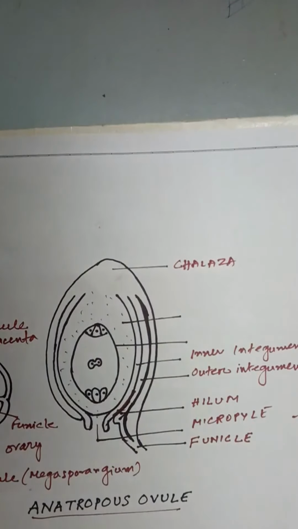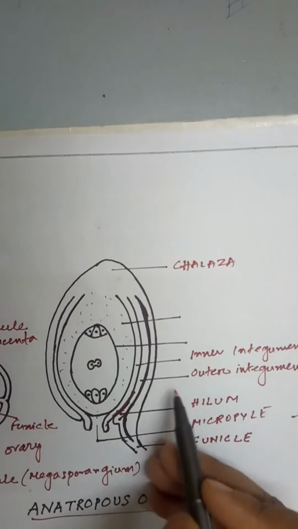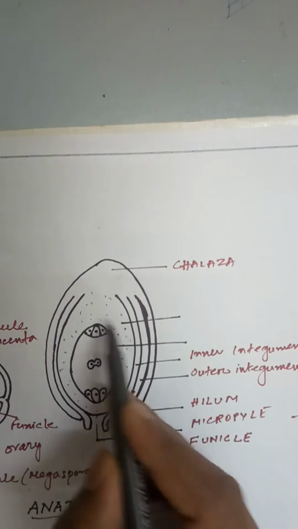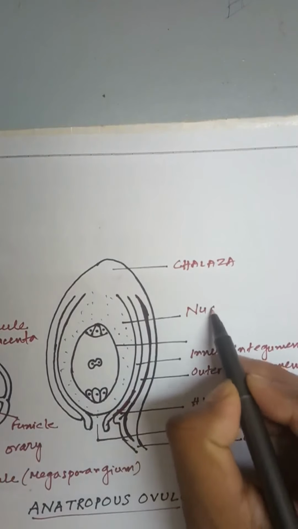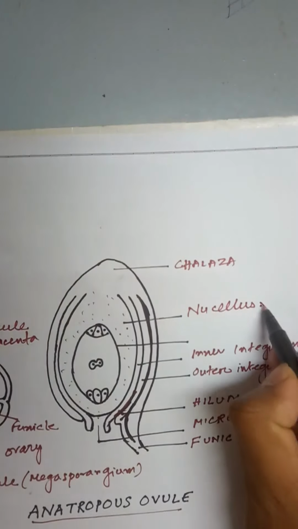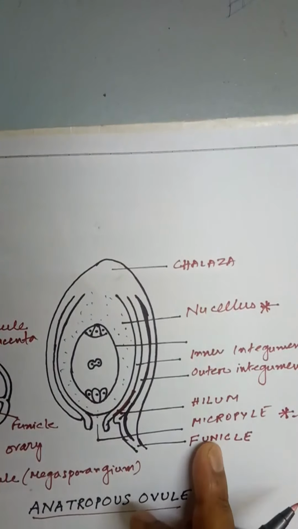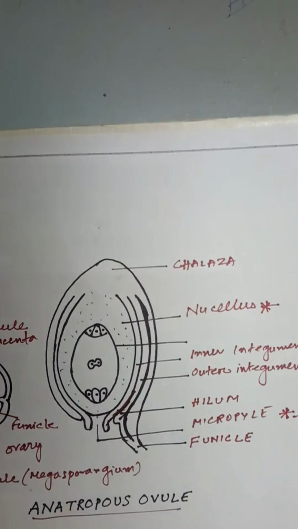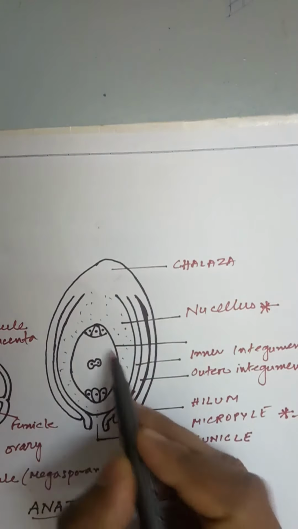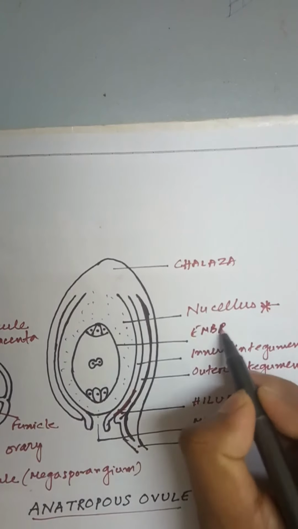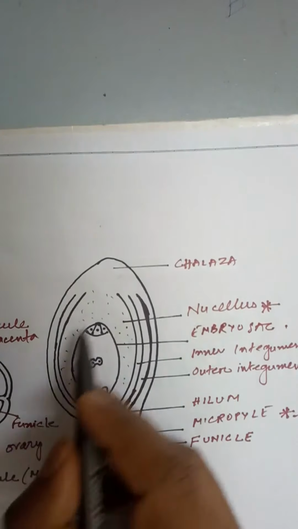Now enclosed within these integuments, there is a region I have shown as a dotted region. This dotted region is called the nucellus, a very important term. One is the micropyle, another is the nucellus. The nucellus is a mass of cells which has abundant food reserves, and it provides nourishment to this embryo sac. This entire structure is called the embryo sac.